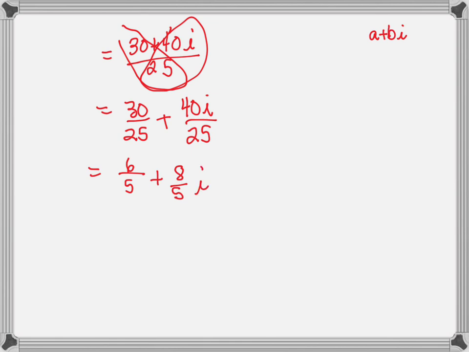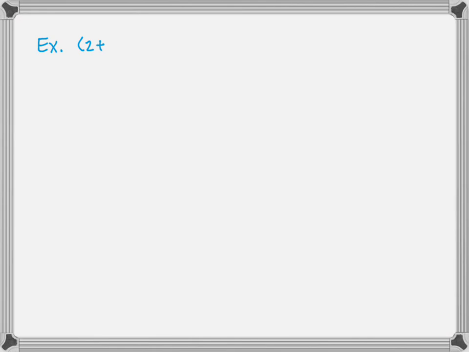And my second fraction, I can also cancel out 5s. 40 divided by 5 is 8. 25 divided by 5 is 5. So I have 8/5. So now I have 6/5 plus 8/5 i. And that is my solution. It's just another form of my original fraction. Let's look at one more example.